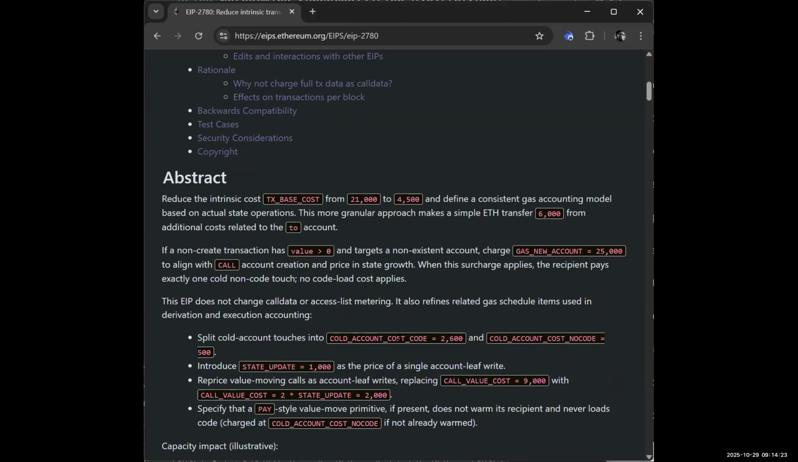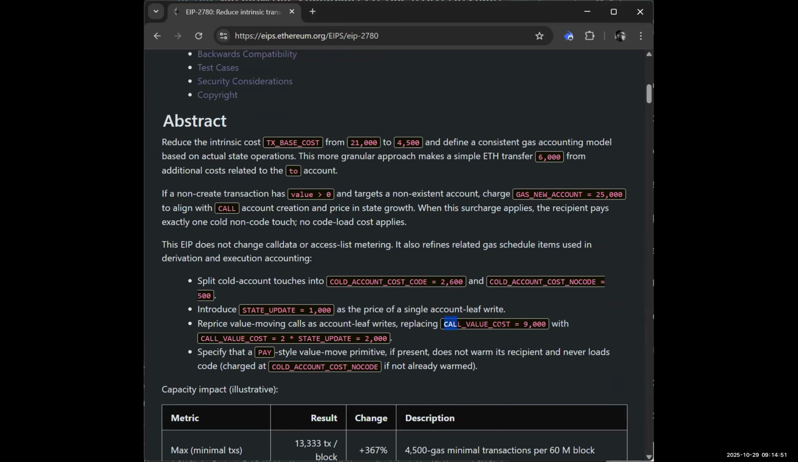And it introduces a cold cost for no code. So if you warm an account and it doesn't have code attached, then when you're calling it, you're not having to load that code, start up the VM, the EVM, and then start processing opcodes. So that's cheaper. And then also to bring down the call value cost. At the moment, if you transfer value in a call, that's 9,000 gas, and instead it brings it down to match this, which would be 2,000.